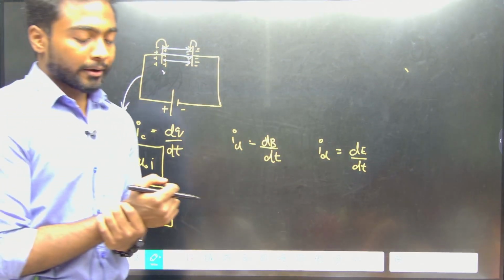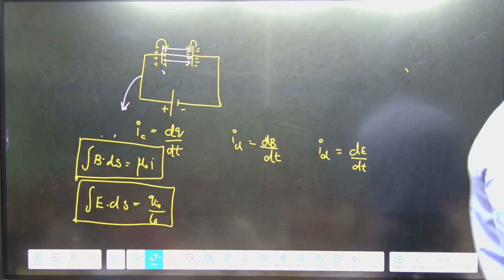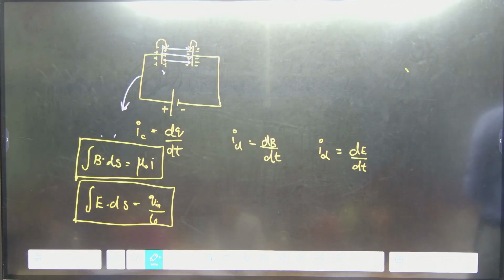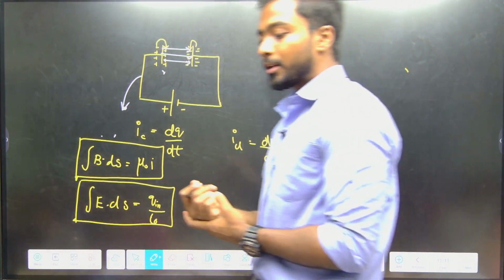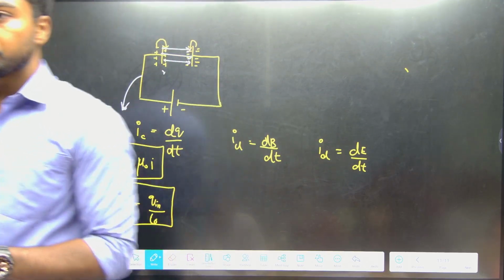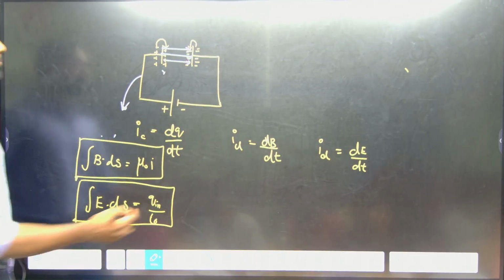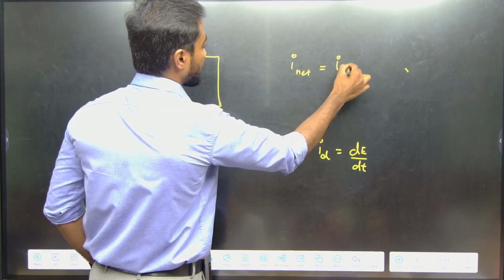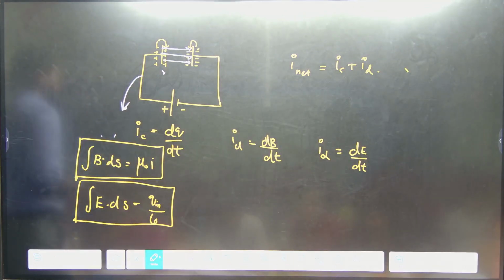The total current will be equal to the displacement current plus the conduction current. The sum of displacement and conduction current is nothing but the total current. The total current I net is equal to IC plus ID, conduction current and displacement current.